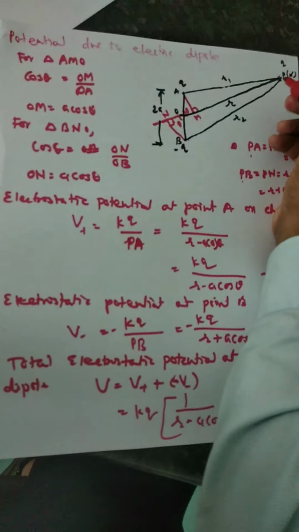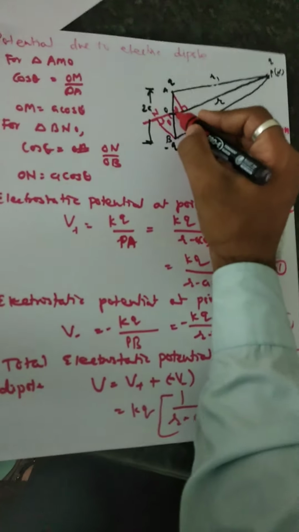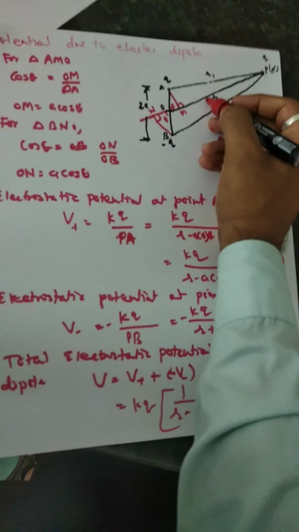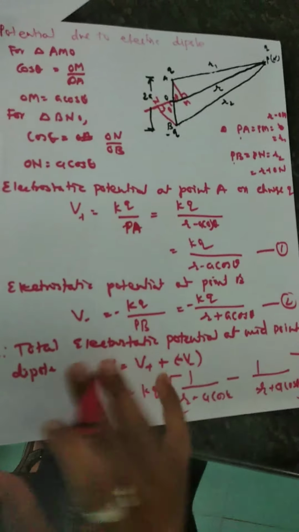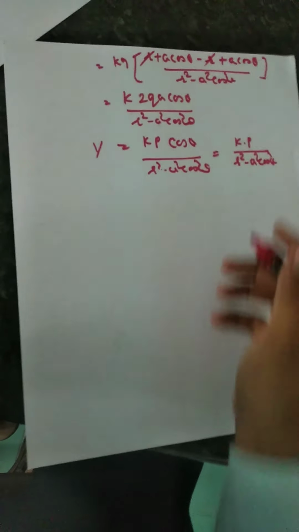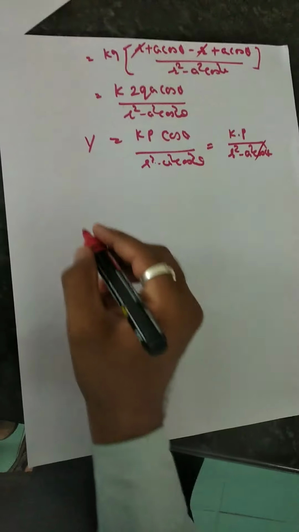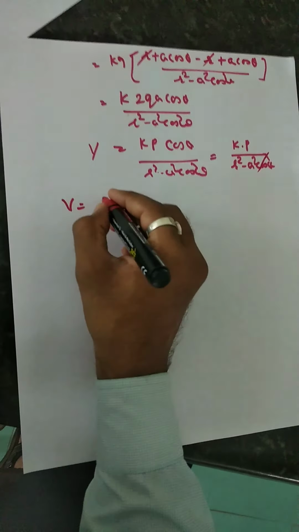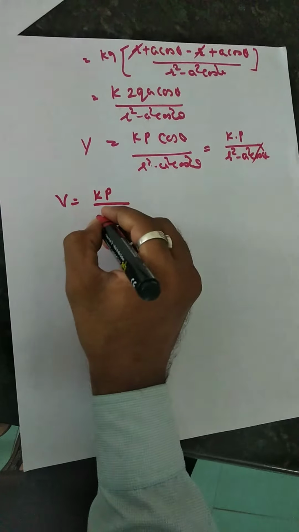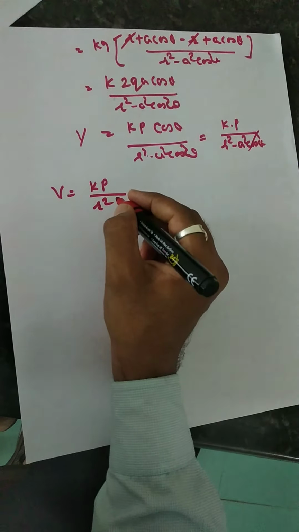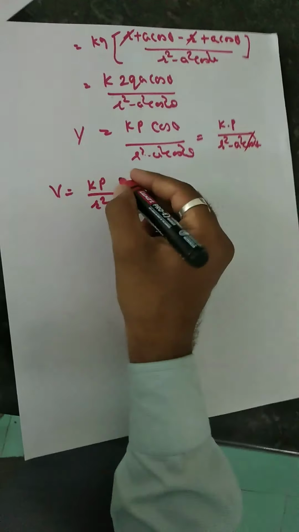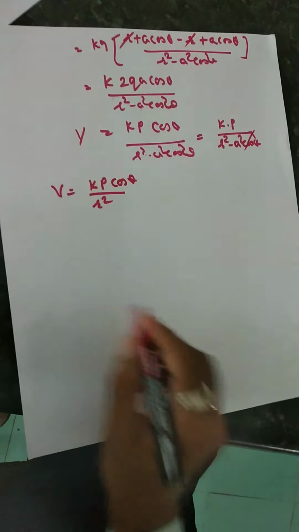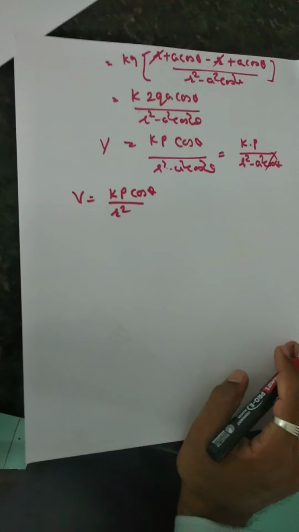Clear? But in this case, as we know, the distance r is much greater than the distance OM, or a cos theta. So if we neglect this, we get the electrostatic potential V is equal to kp upon r square. Even if you write this equation in terms of kp cos theta, V is equal to kp cos theta upon r square. That will be the equation.